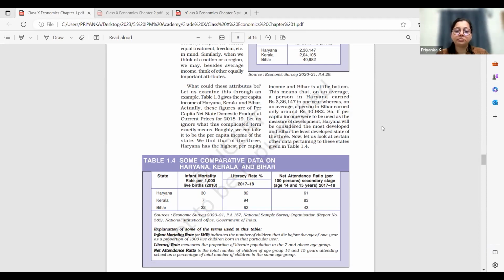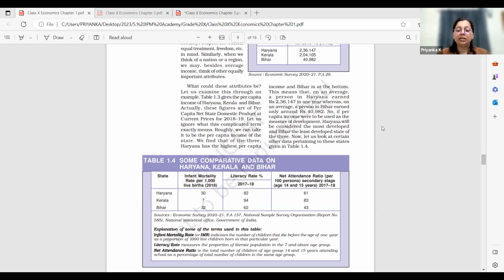Coming to Bihar, the infant mortality rate per 1,000 live births in 2018 was 32. So 32 out of 1,000 live births are dying actually. And the literacy rate is 62%, which is lower than Haryana and Kerala. And when you look at the net attendance ratio, it is only 43%, which means not even half of these children aged between 14 and 15 are attending secondary education.